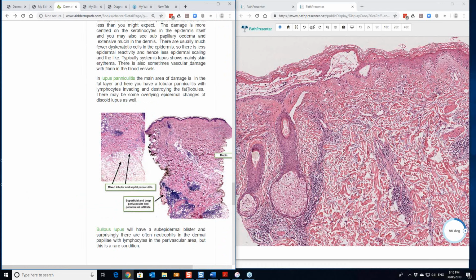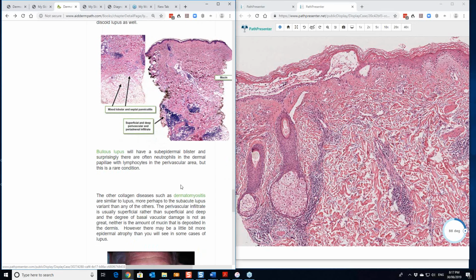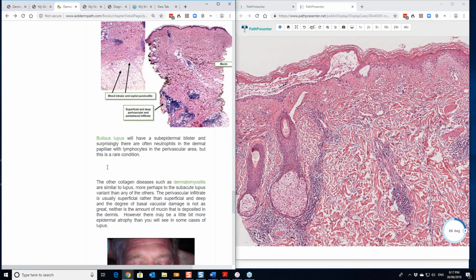Rarely, lupus can in fact go down into the fat and involve the fat as well. It's usually a lobular panniculitis that you'll get. This was bullous lupus that we talked about, which was this example here with the subepidermal blister. Commonly some neutrophils in the dermal papillae in this, but lymphocytes in the perivascular area. But really, bullous lupus is rare.